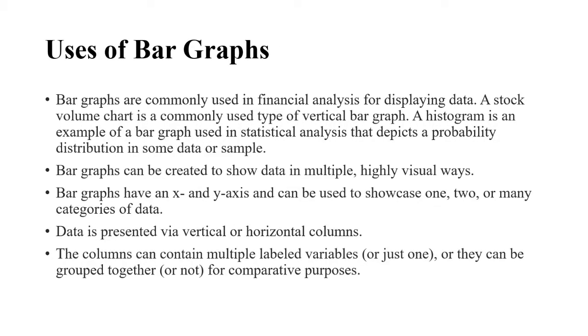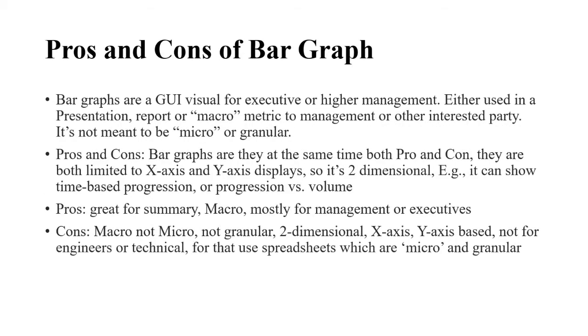Bar graphs are used in financial analysis for displaying data. A stock volume chart is a commonly used type of vertical bar chart. A histogram is also an example of bar graph analysis. Bar graphs can be created to show data in multiple highly visual ways. Bar graphs have an x-axis and y-axis and can be used to showcase one, two, or many categories of data. They present data in vertical or horizontal columns, and can contain multiple labeled variables that can be grouped together.